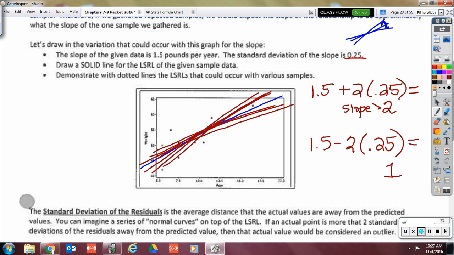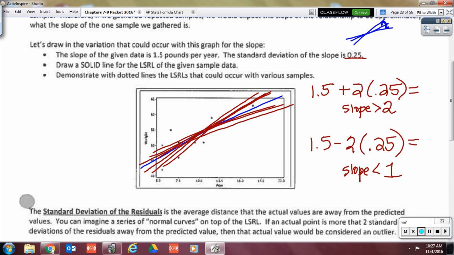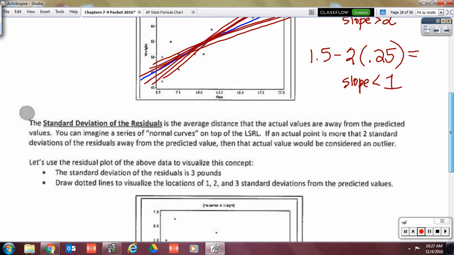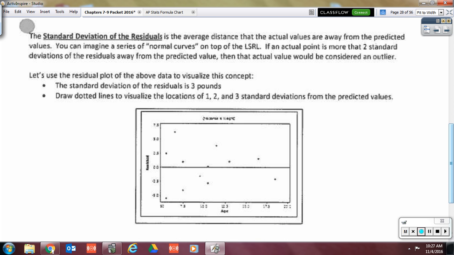So if you had a slope greater than 2 or a slope less than 1, I would be concerned and think something is going on with your data. You probably need to check it out. You've got an outlier set of information, so what's happening there? Okay, next, the standard deviation of residuals. So this is that average distance that the actual y, so remember our residuals are actual y minus the predicted y. Well, we're getting the average of all of those points. The average amount that the actual y varies from the predicted y.